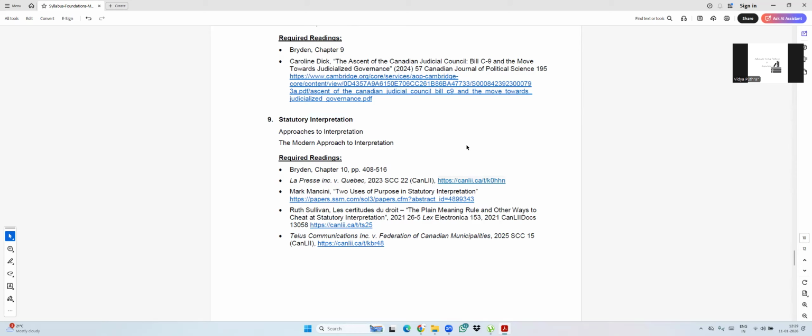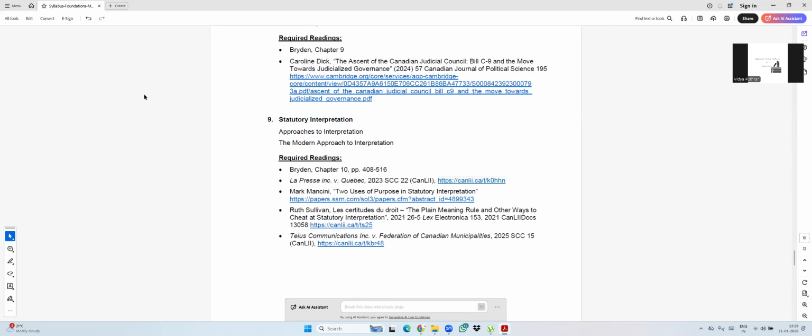Your explanation is how you convince them. Try to convince them in the next paragraph, right after the application line where you said that yes, the modern approach is the one that applies over here. In the next paragraph you have to say why, by taking, as Mark Mancini said in this particular article on two uses of purpose in statutory interpretation, he said something, right?